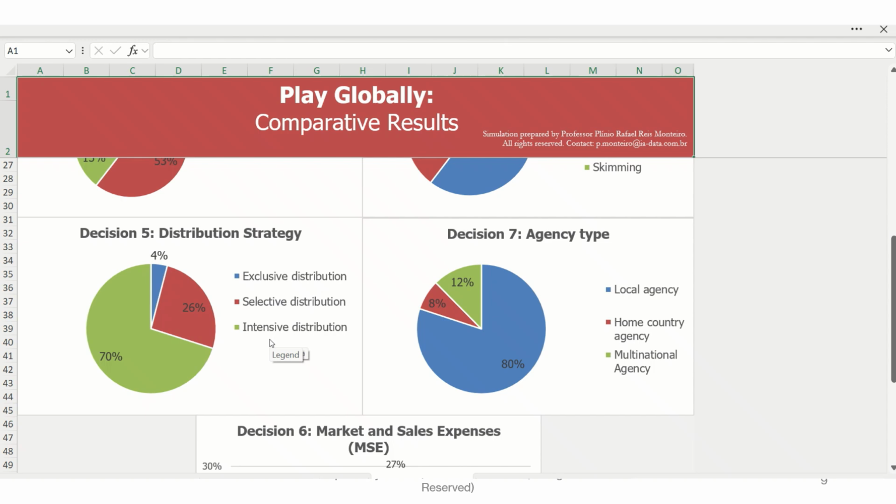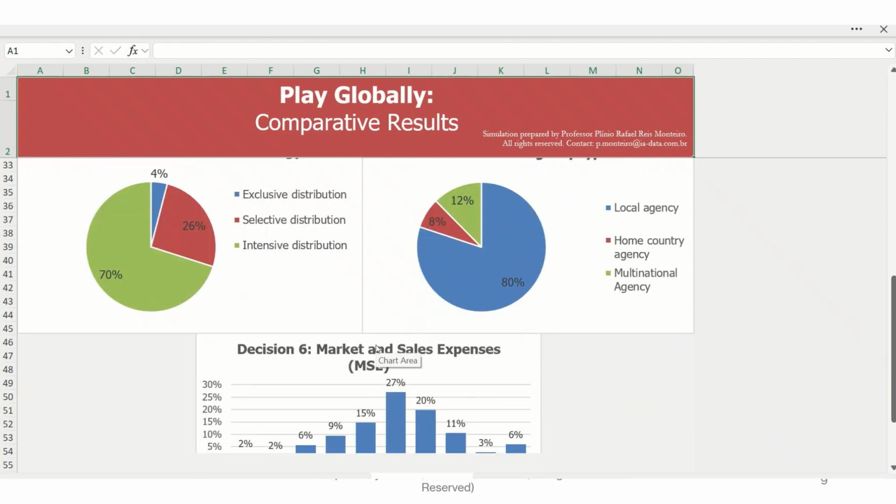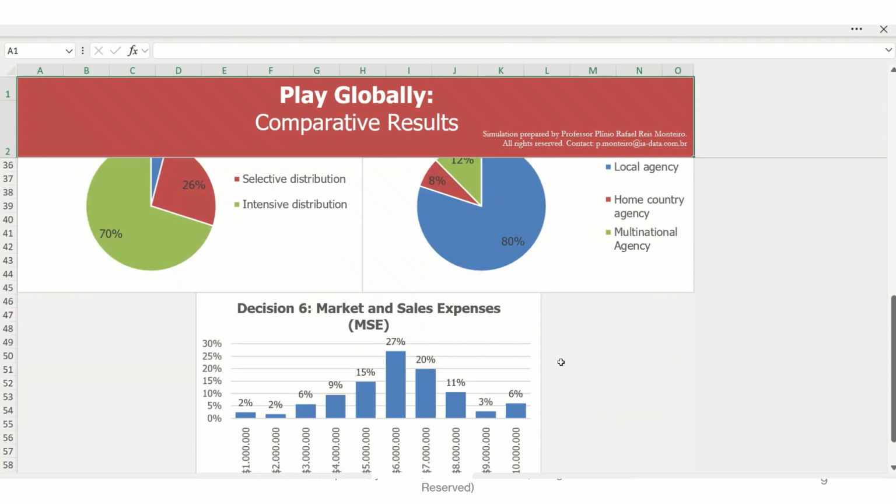Finally, in terms of agency type, most students select local agencies to help in operating the target market, and others choose a multinational agency. Home country agency was not so common. Finally, in terms of budget, most students select $6 million of budget, and the majority selected a number higher than 6 million, and just a few students selected a budget lower than this number.